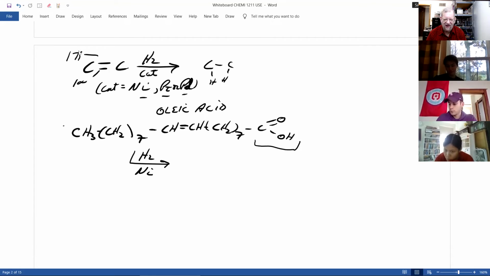Remember, a carboxylic acid will not react with hydrogen and a catalyst. Neither will an ester.